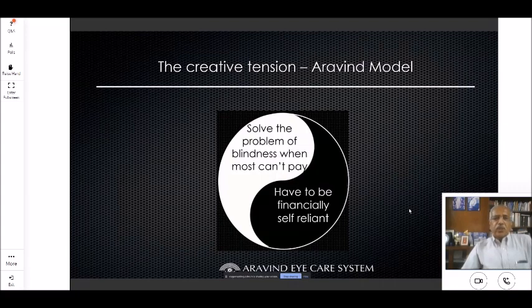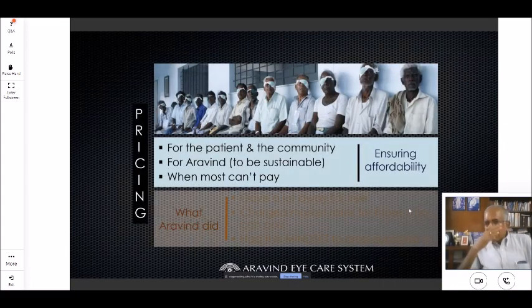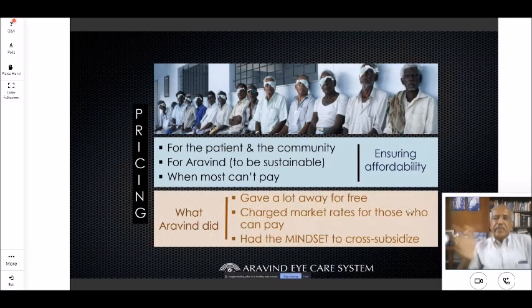So when it came to pricing, when we recognized that most patients can't pay, we made 0 a legitimate price. We gave away a lot of it for free. And then for those who can pay, we charged market rates. And we, of course, had the mindset to cross-subsidize. The surplus that you make, we had the mindset that we can use it for treating the poor people. So that's how this whole model works.